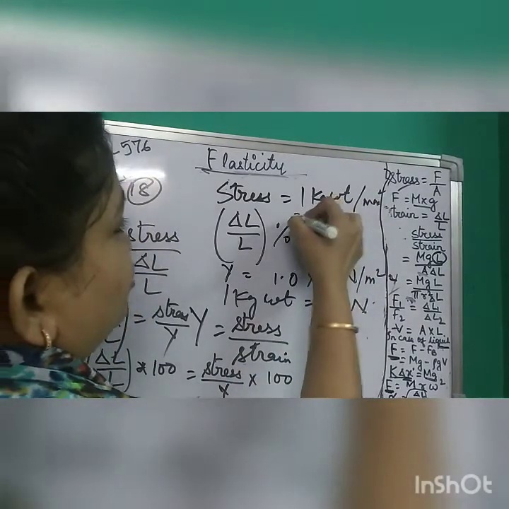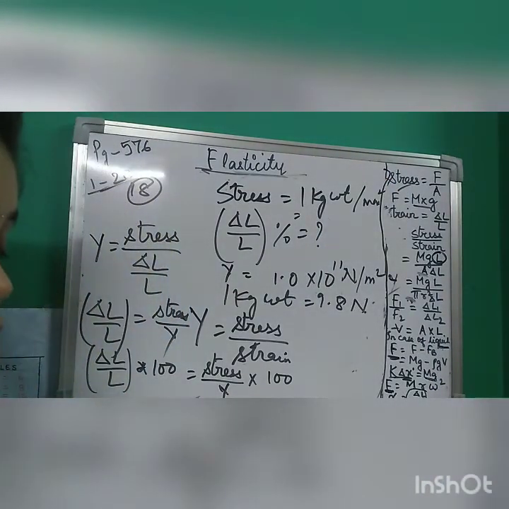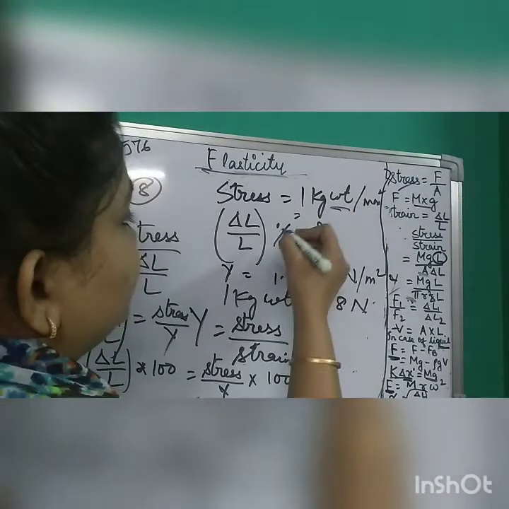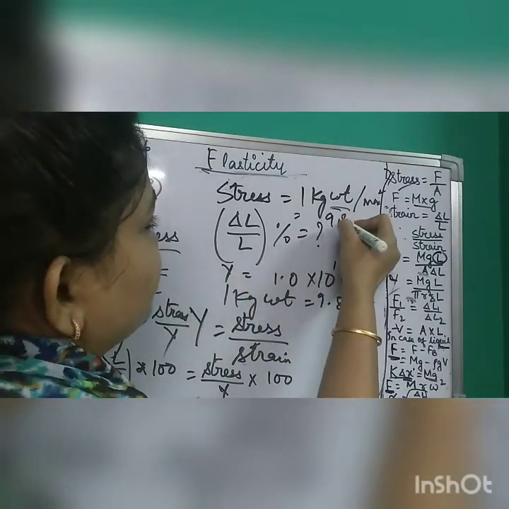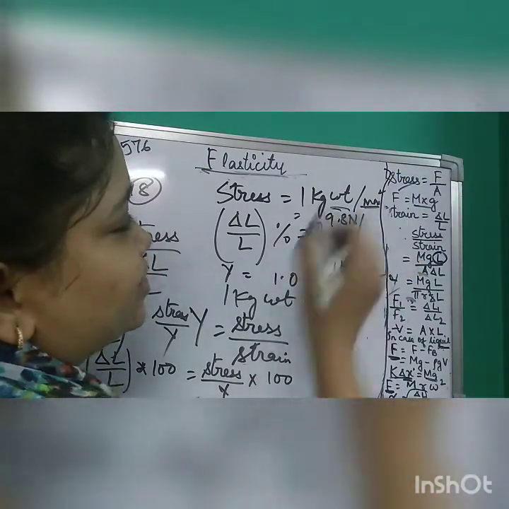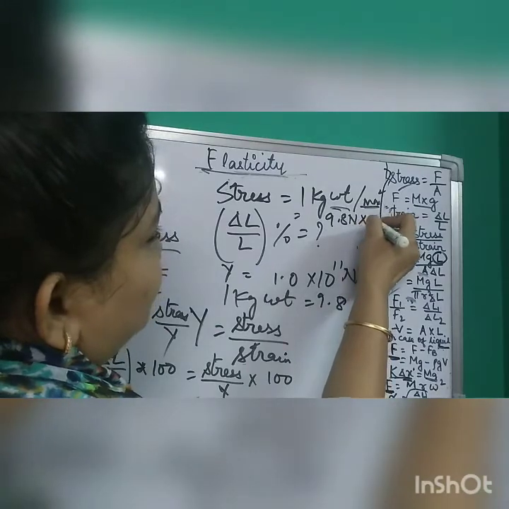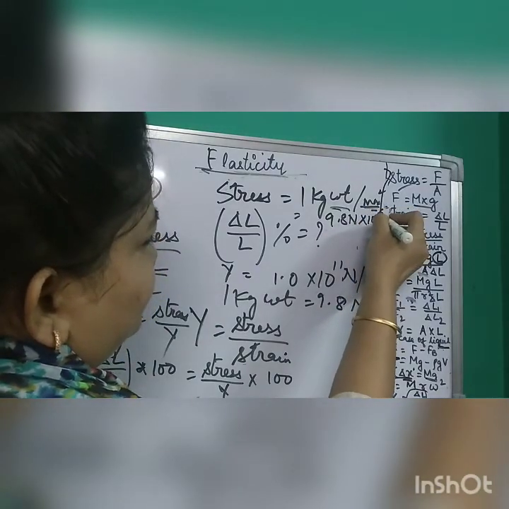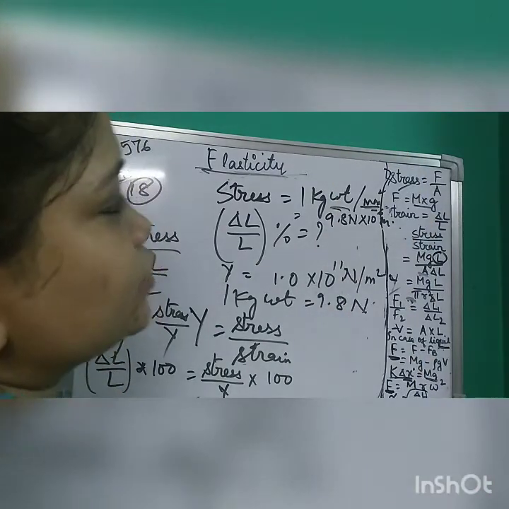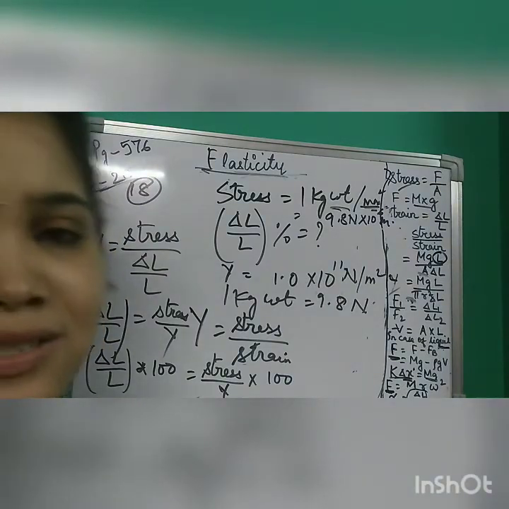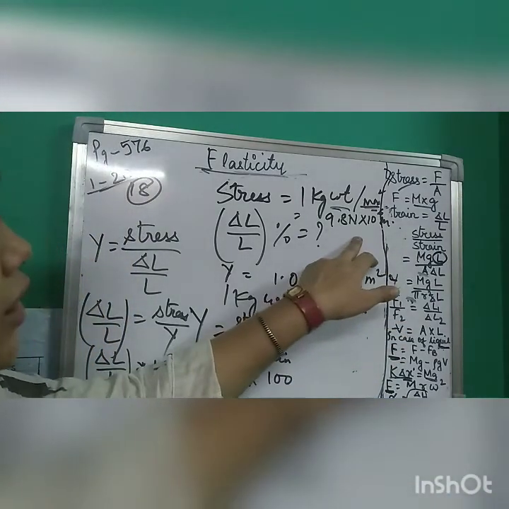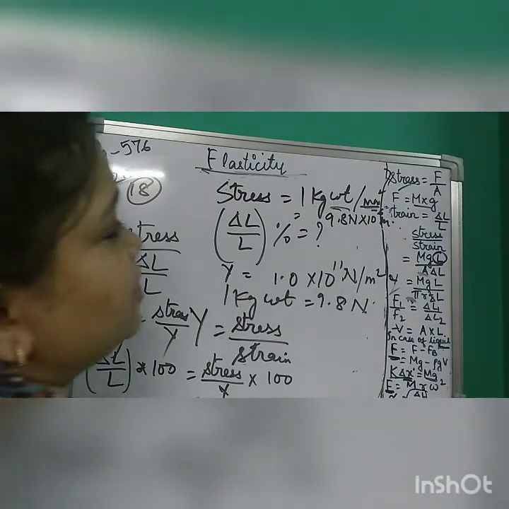Now let me show you the conversion of stress. Stress is given as 1 kg weight per millimeter square. 1 kg weight is 9.8 Newton. Now millimeter square we have to convert into meter square, that means into 10 to the power minus 6 meter square. So 9.8 into 10 to the power minus 6, I have converted into Newton per meter square.